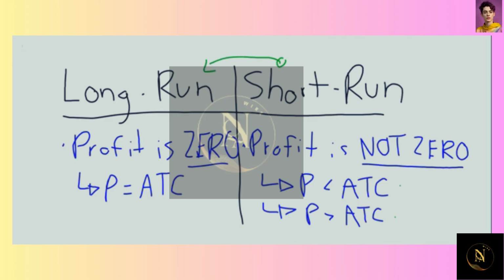So for example, in our case with the price less than ATC, that means that we're currently making negative economic profit. And what that does to the market is that it drives out sellers. Because sellers leave the market, our supply goes down and our price will eventually go up.